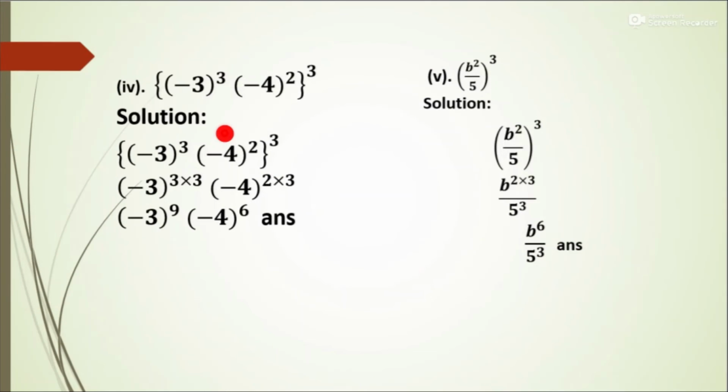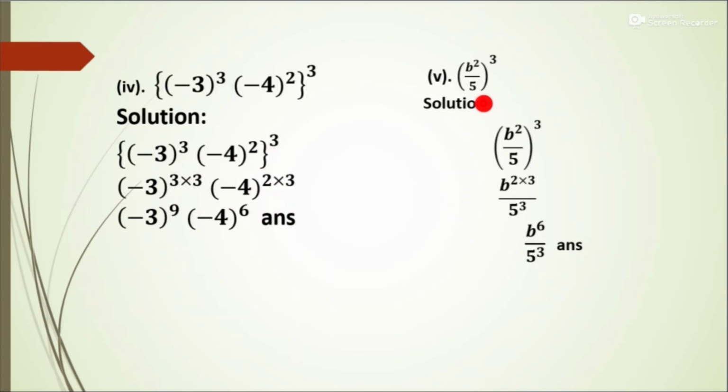Now question number 4, minus 3 to the power 3 and minus 4 to the power 2, and the whole bracket to the power 3 on both these numbers. First of all we will apply the law of exponents. Again we write the same question here. Now 3 multiplied by 3 and 3 multiplied by 2. When we apply the law of exponents, each individual power is multiplied by the whole power. Now 3 multiplied by 3 is 9, and 2 multiplied by 3 is 6.